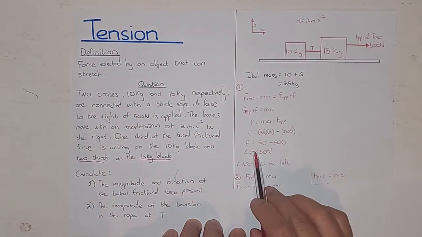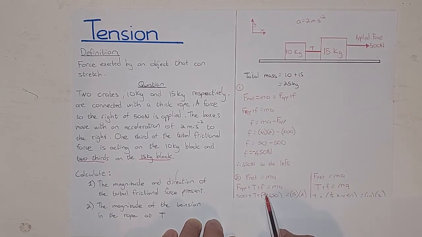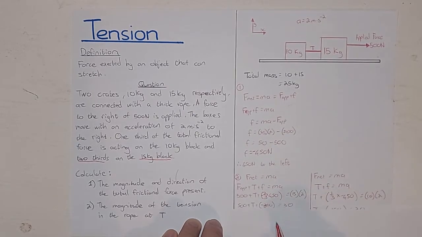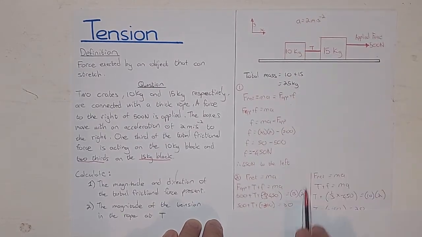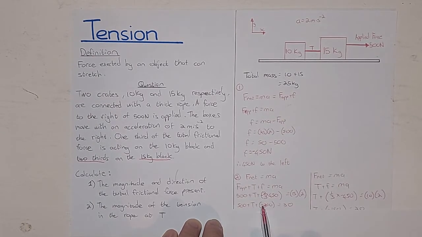So I've calculated my overall friction. Where this friction is, it's going to be 2/3 times 450, or a negative 450, which will give me negative 300 over here. And you can see my mass and acceleration, 15, acceleration 2. So I've substituted that. 500 minus 300 is going to be a positive 200, plus T equals 30. Take it over. Now I've got a negative 170.